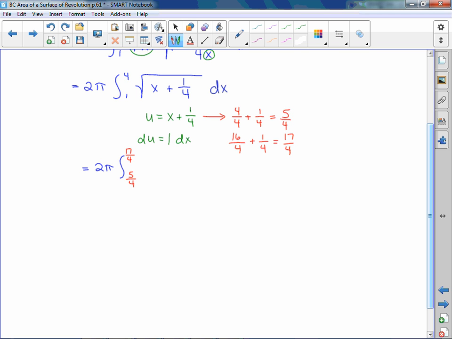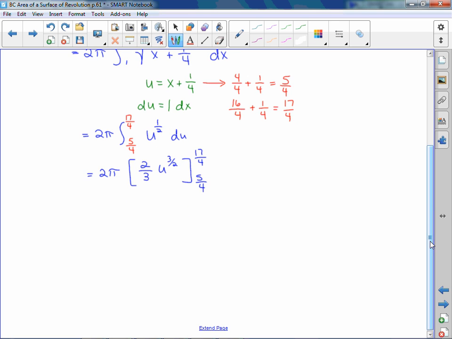Okay, and then it's going to be the square root of u. So I'm going to write that as u to the 1/2 power du. All right, now we integrate. 2 pi, u to the 1/2, we're going to increase it by 1 to make it u to the 3/2. Divide by 3/2, and we're really multiplying by its reciprocal 2/3. And that's from 5/4 to 17/4.